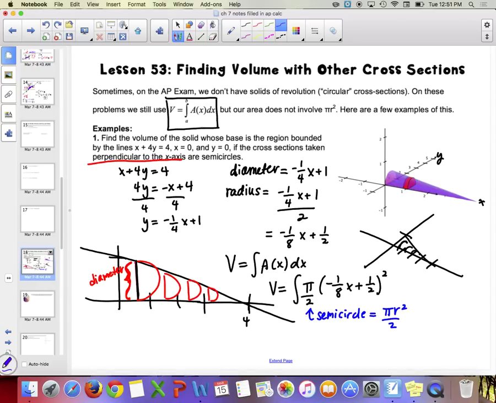Does that make sense? Do you guys see the setup? We'll put a dx on the end. What x values do you think we go from? Yeah, 0 to 4. Just like if we were doing area or volume or whatever. And we just find that. Okay, so you could multiply it all out and integrate. We can use Math 9 if you want to.